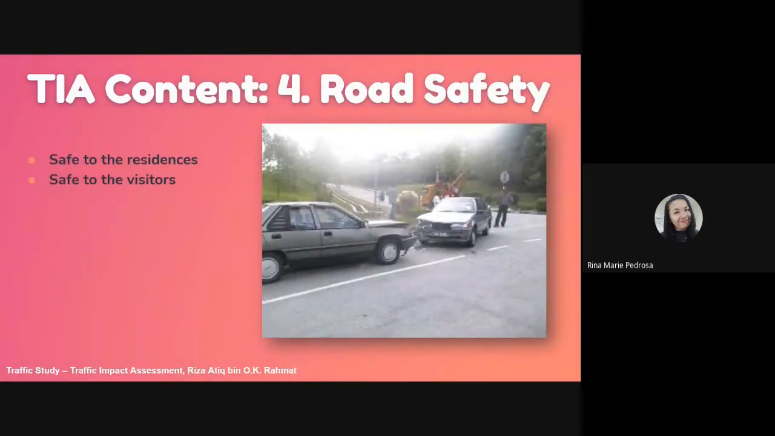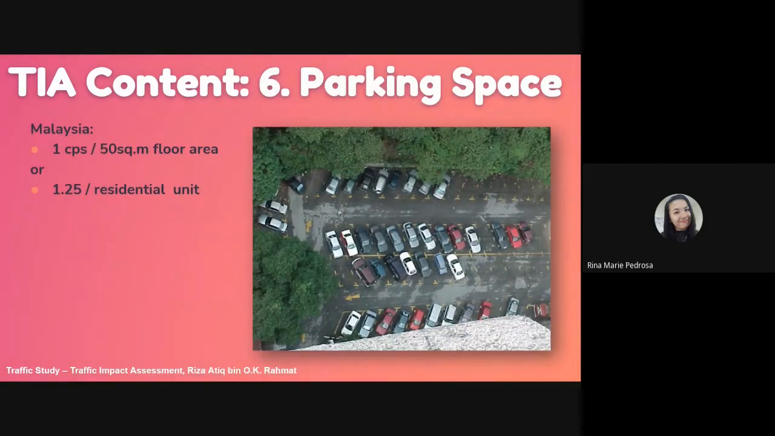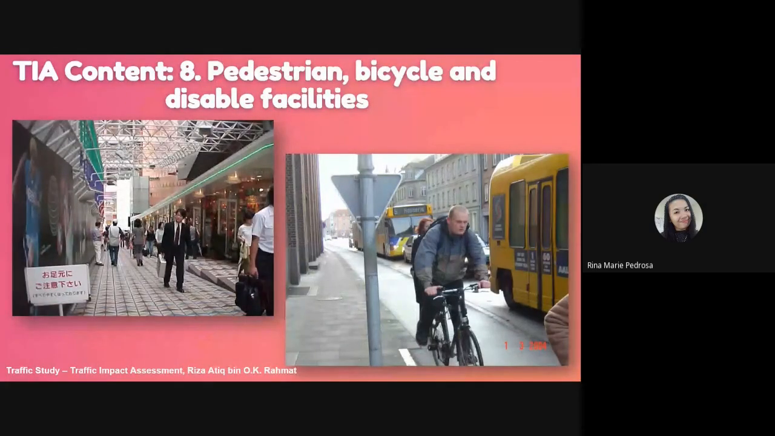For the content of your TIA, safety to residents and safety to visitors. That is your road safety. Internal layout, parking spaces. In Malaysia, they have 1 car parking space per 50 square meter floor area or 1.25 per residential unit. Public transport, your buses, vans, minibuses should be included in your TIA. And then the pedestrian, bicycle, and disabled facilities should also be considered.